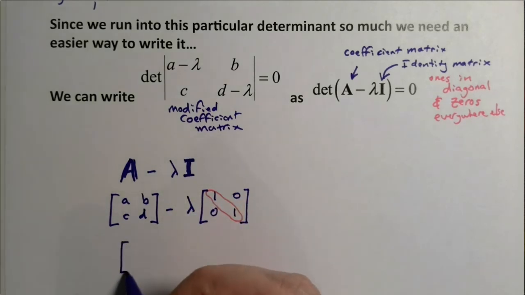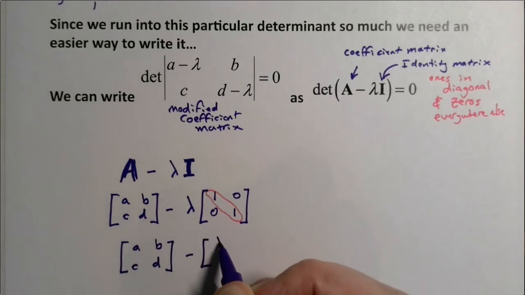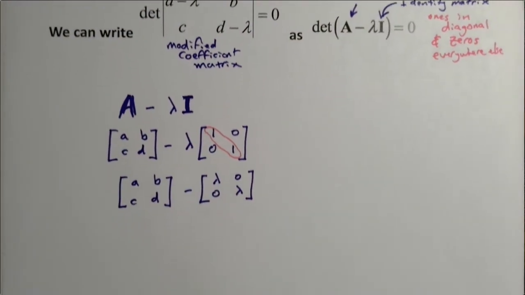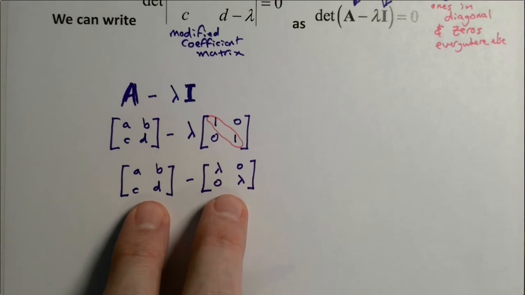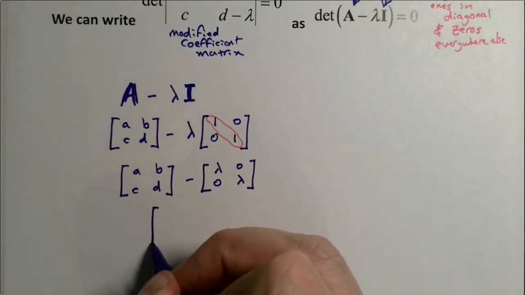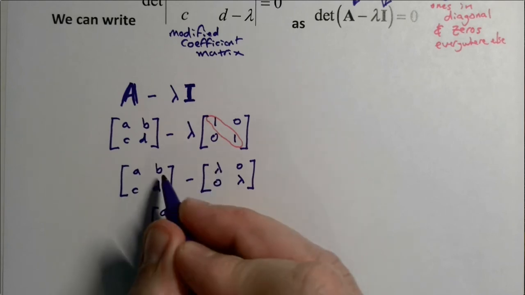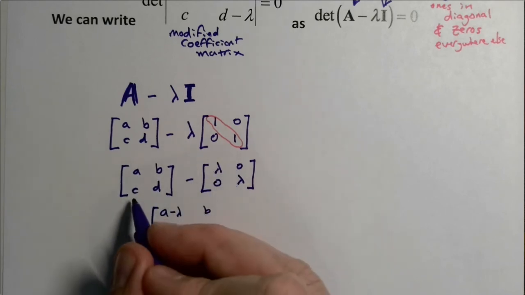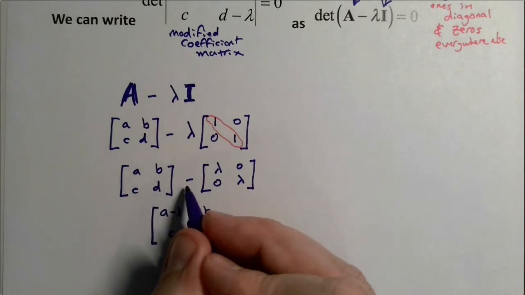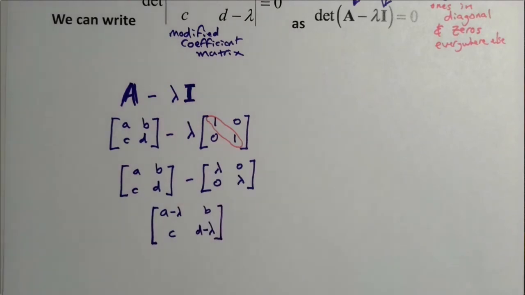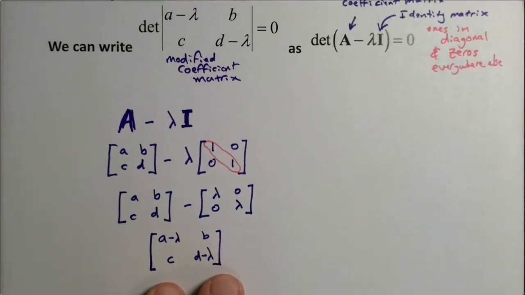So this is really the same thing as the matrix A, B, C, D minus the matrix lambda, 0, 0, lambda. And since these are the same size, the same dimensions, we can do this matrix subtraction and we get A minus lambda, B minus 0, C minus 0, and D minus lambda. And so this really is the same thing as what we were talking about up here, this modified coefficient matrix.